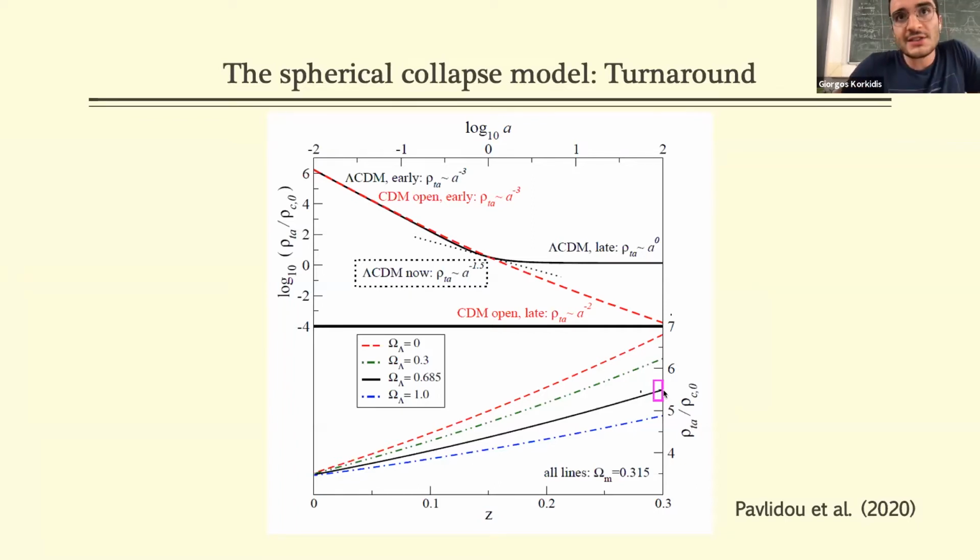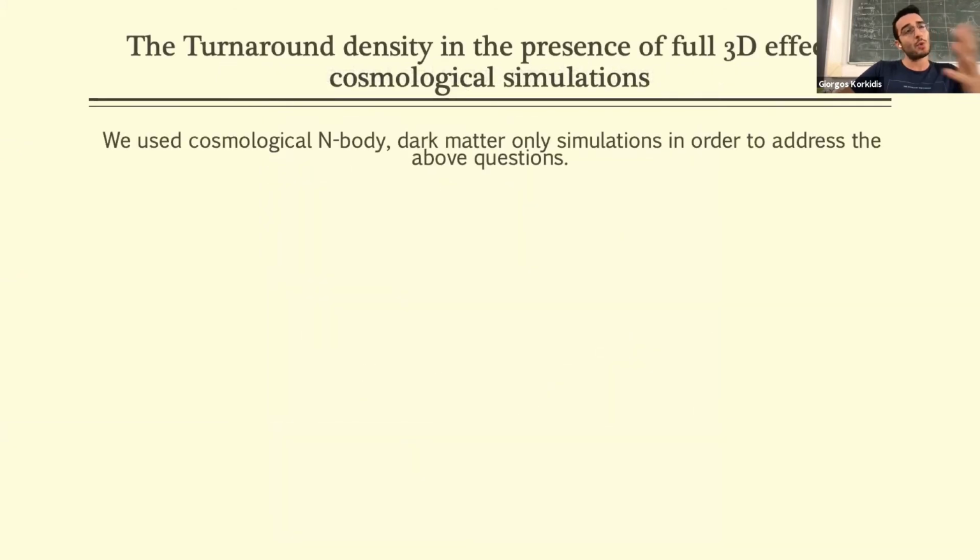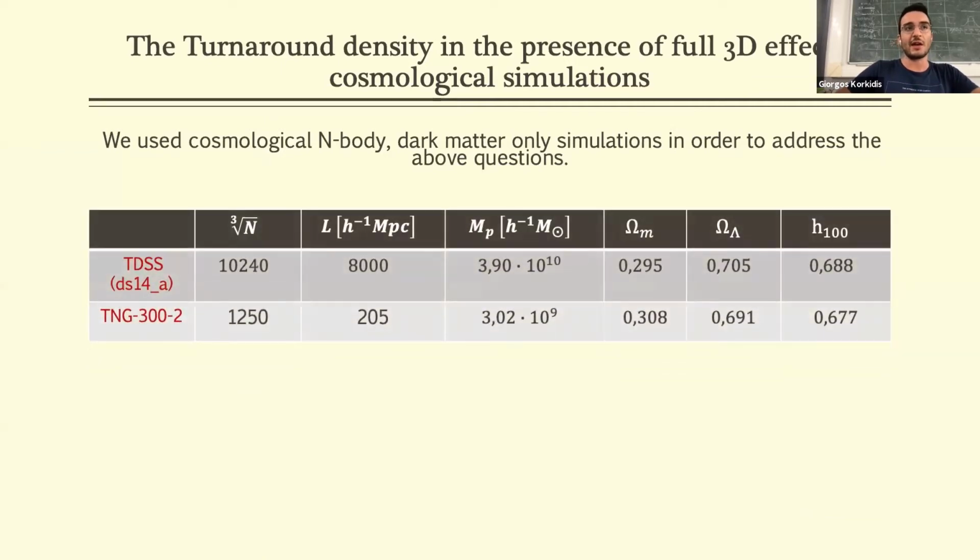So hopefully this motivates the discussion on turnaround. In this work, we used cosmological simulations, and more specifically the dark matter only runs of them, because baryonic effects are expected to be negligible on the turnaround scales. So we use them in order to measure the turnaround density.